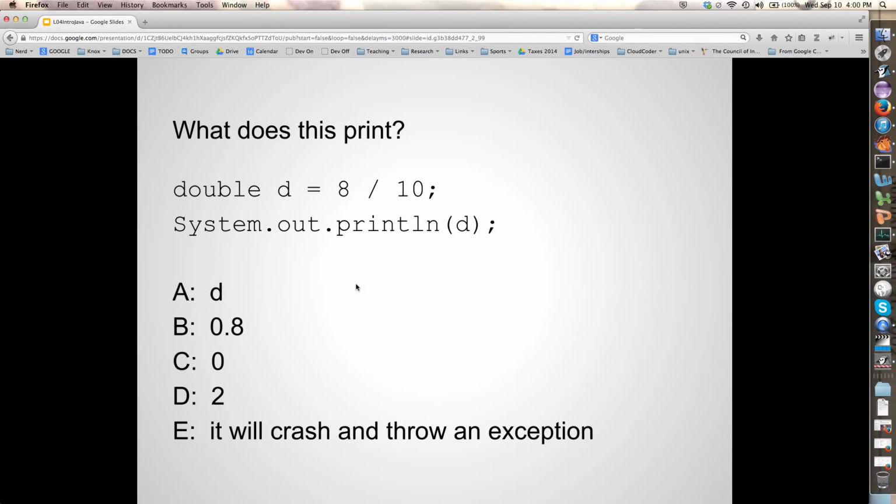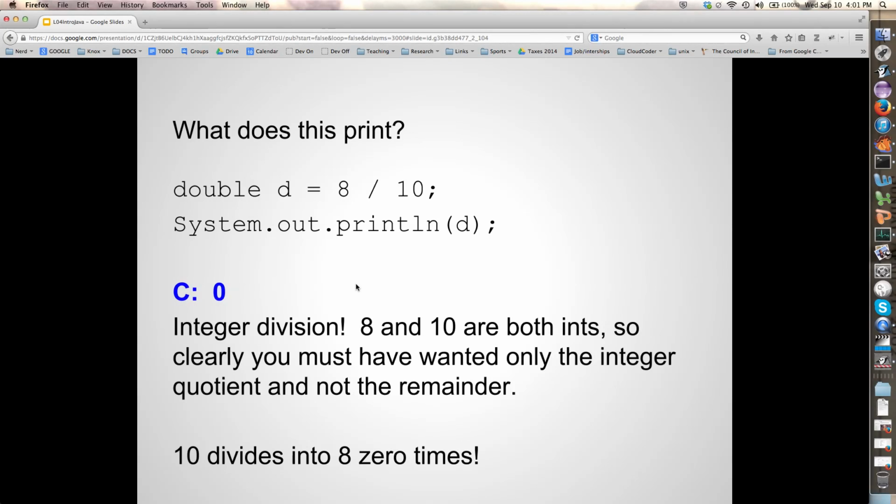And finally, what does this print? Go ahead and try this out on the Moodle and then come back. Hopefully you came up with 0. This doesn't make sense to anyone who is not a programmer or computer scientist. This is because 8 and 10 are both integers. The result of dividing two integers also has to be an integer. So, how many times does 10 go into 8? Well, it goes in 0 times.